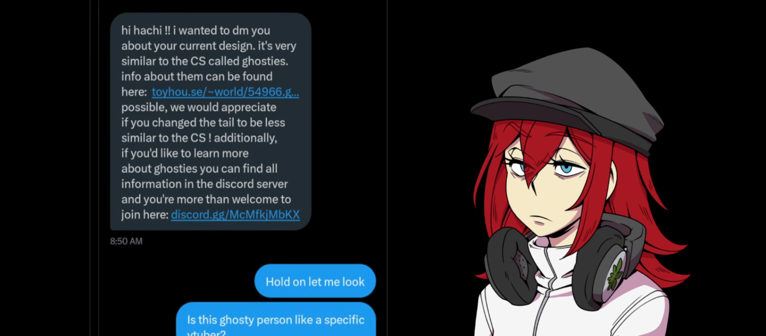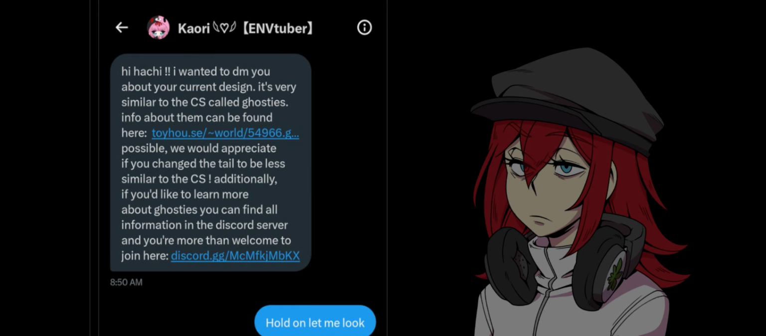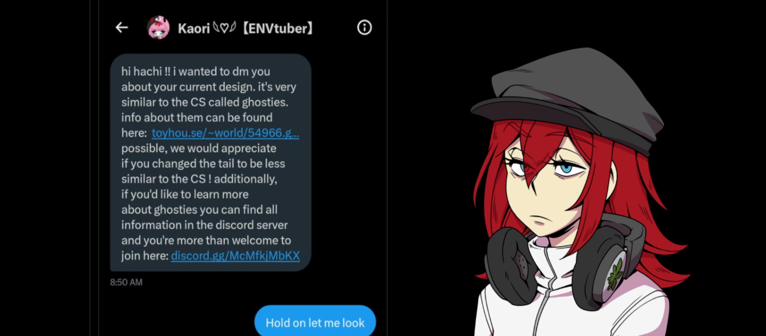And this is the DMs they got on Twitter from that specific CS person. Hi Hachi, I want you to DM me about your current design. It's very similar to the CS called Ghosties. Info about them can be found here. If possible, we would appreciate if you changed the tail to be less similar to the CS. Additionally, if you'd like to learn more about Ghosties, you can find all the information in the Discord server. You're more than welcome to join here.